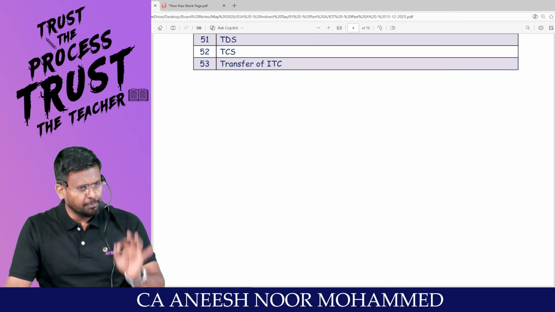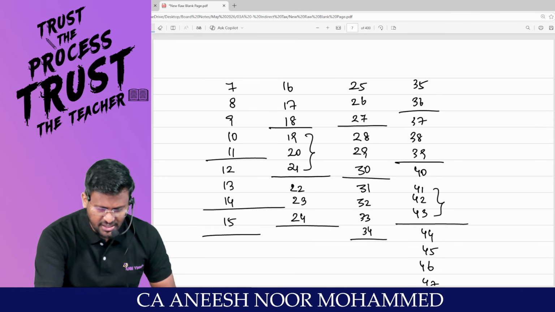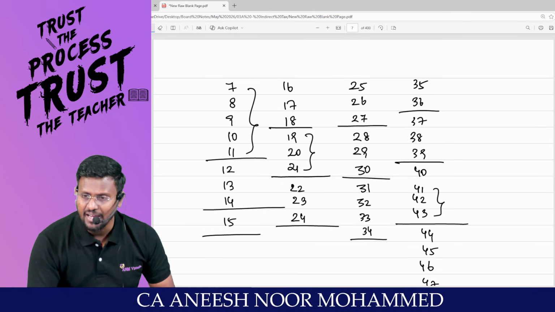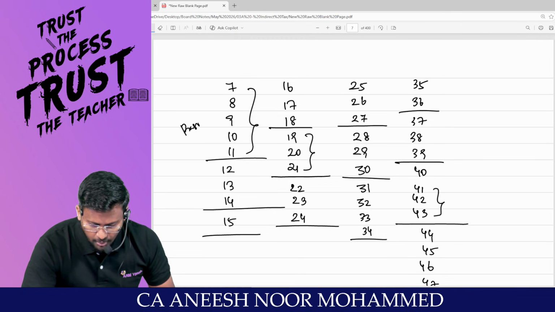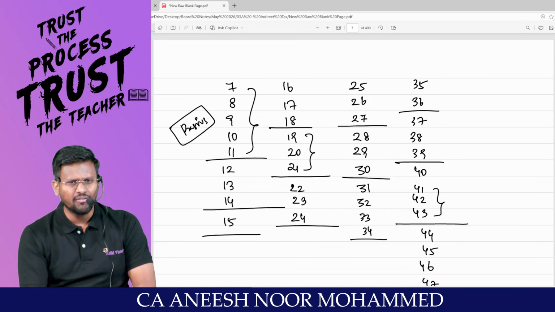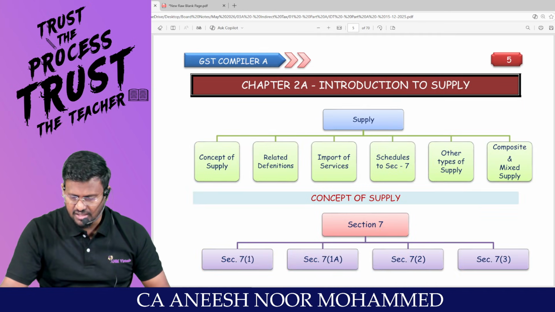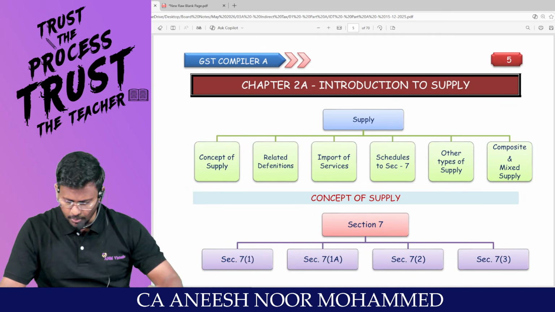That's it. Up to section 53 is what the CA Inter syllabus covers. So sections 7, 8, 9, 10, 11 talk about the basics. Before you start studying this subject, you should have solid knowledge about the basics. From section 7, in the coming slot, we will be starting.